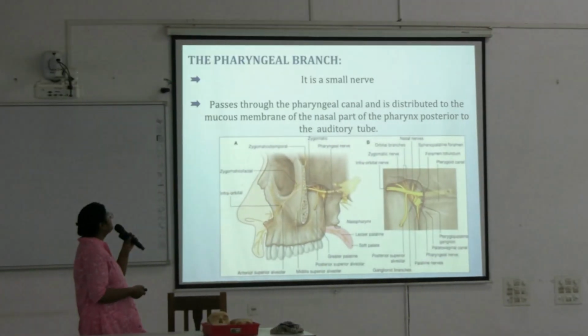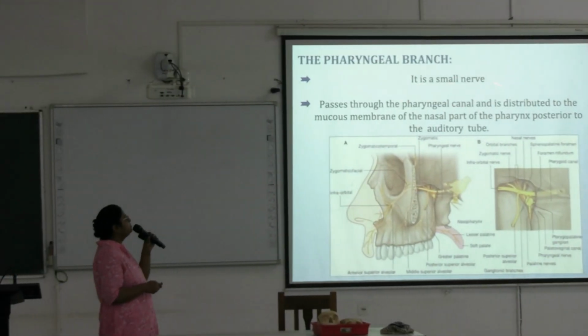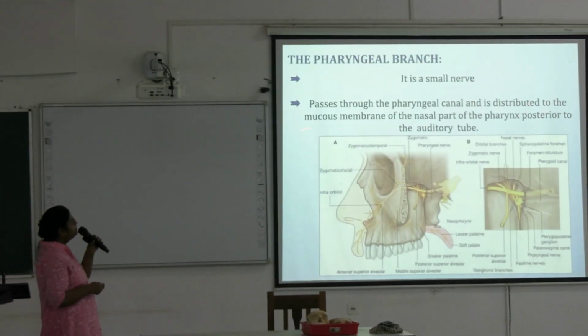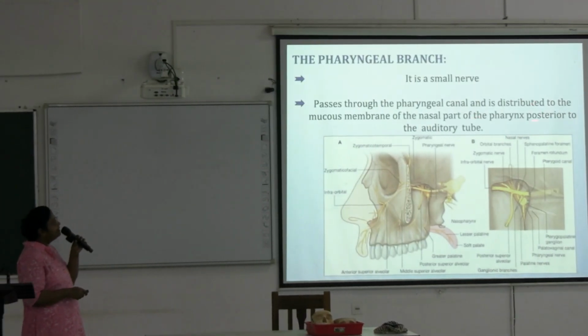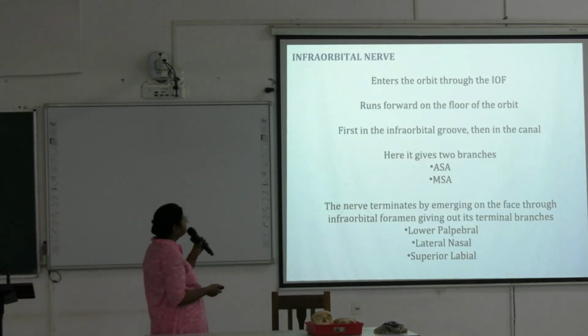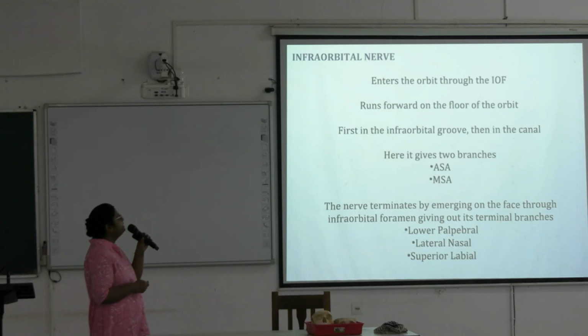Next is pharyngeal branch. It is a small nerve that passes through the pharyngeal canal and is distributed to the mucous membrane of the nasal part of the pharynx posterior to the auditory tube. Okay, next is infraorbital nerve.